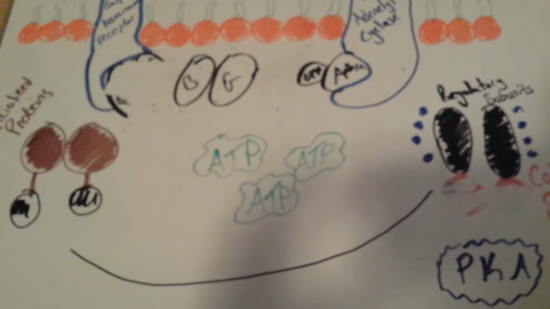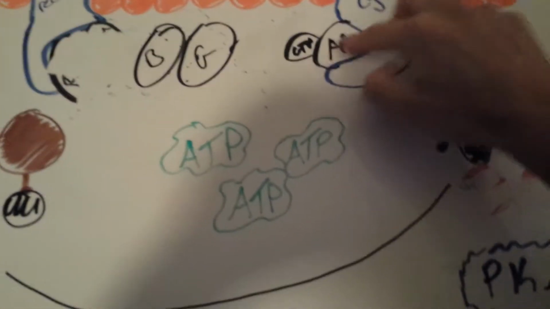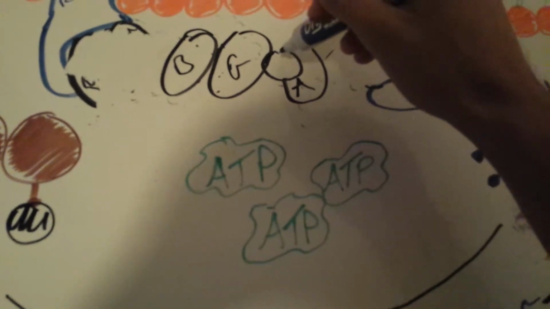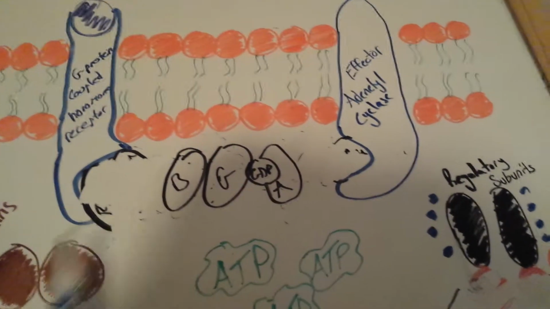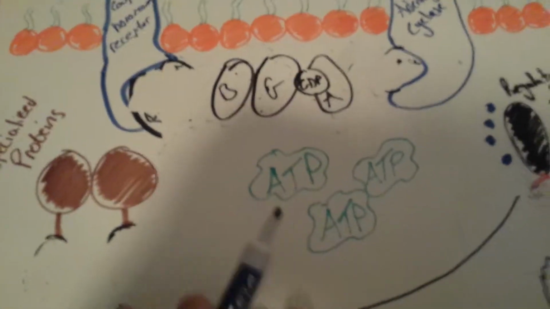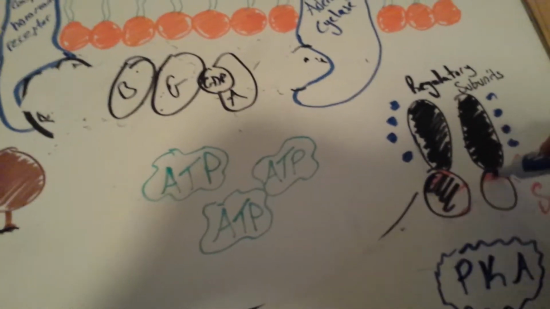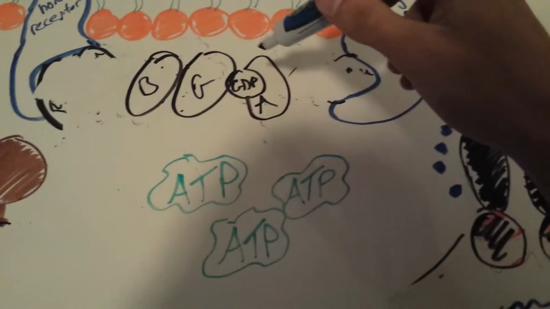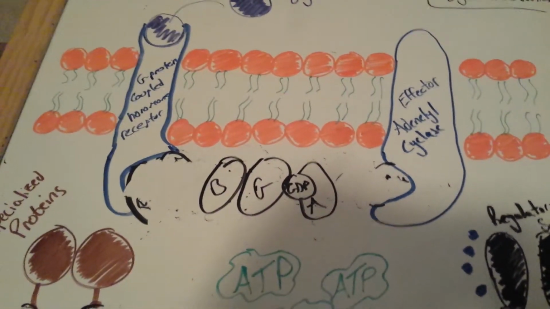And so to deactivate this, it's actually just the opposite. So the alpha subunit will bind back to the other two. GTP becomes GDP again. Alright, so this stops phosphorylation within the cell, and they make their way back to the catalytic subunits. Alright, and then GTP is hydrolyzed. That's how it becomes GDP again. Alright, and yeah, so this stops the creation of cAMP.